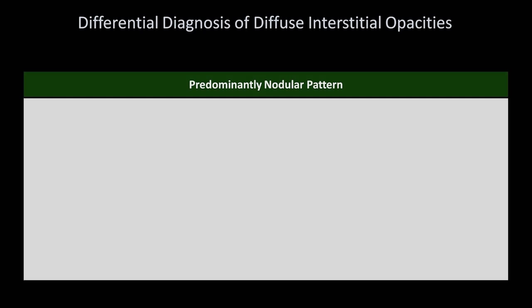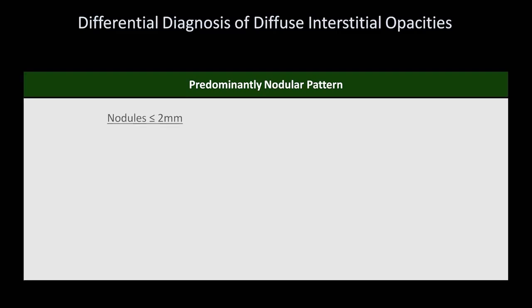When it comes to the causes of diffuse interstitial opacities that cause a predominantly nodular pattern, these can be broken down into those with nodules under 2 centimeters and those with nodules over 2 centimeters, provided one realizes that this cutoff is far from absolute.